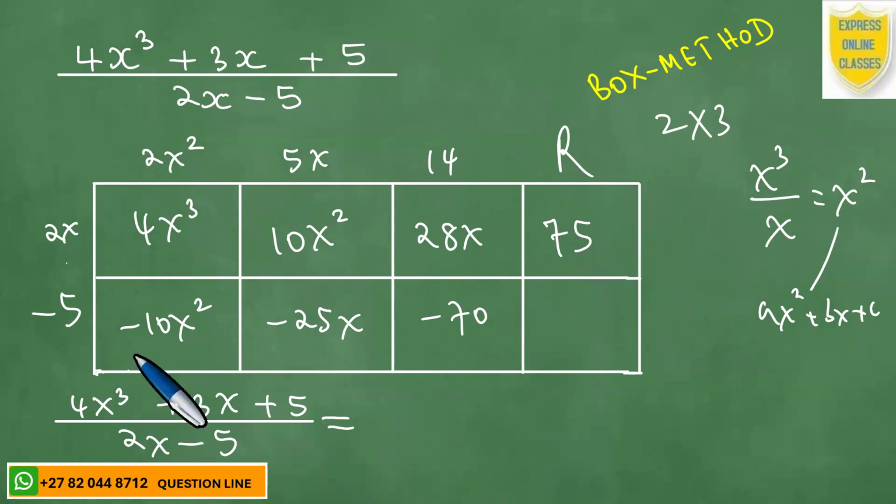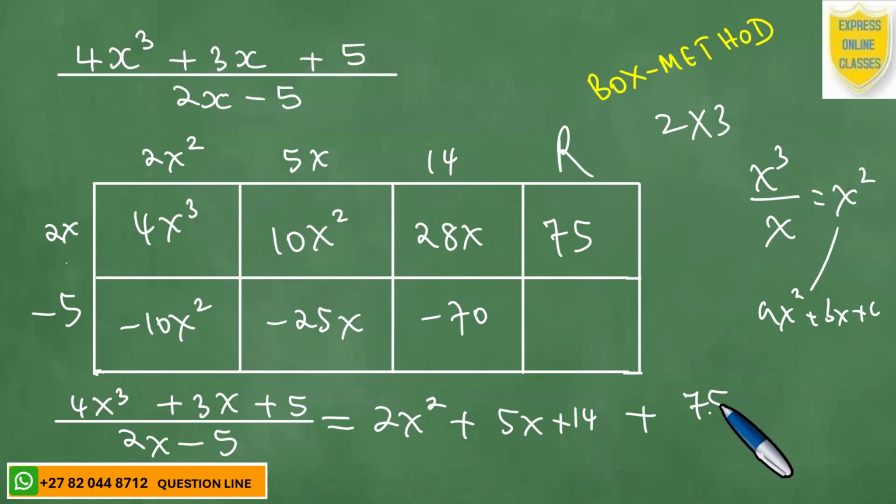So when you divide the 4x cubed plus 3x plus 5 by 2x minus 5, the quotient is at the top here exactly. So the quotient is exactly 2x squared plus 5x plus 14. The remainder is 75, all divided by 2x minus 5. Okay, so this is exactly the result after the polynomial division. So we have the quotient, the remainder, together with the divisor.